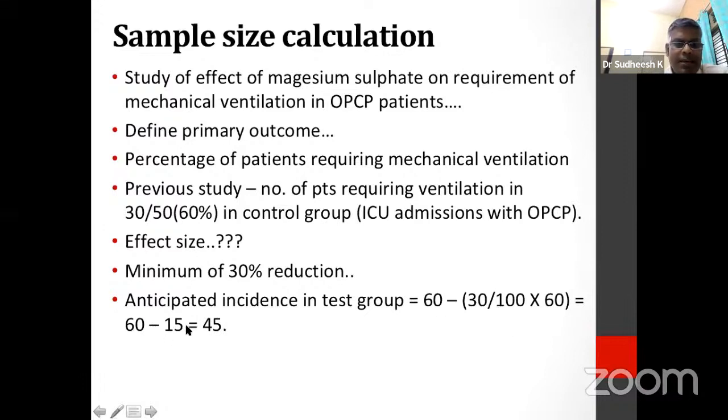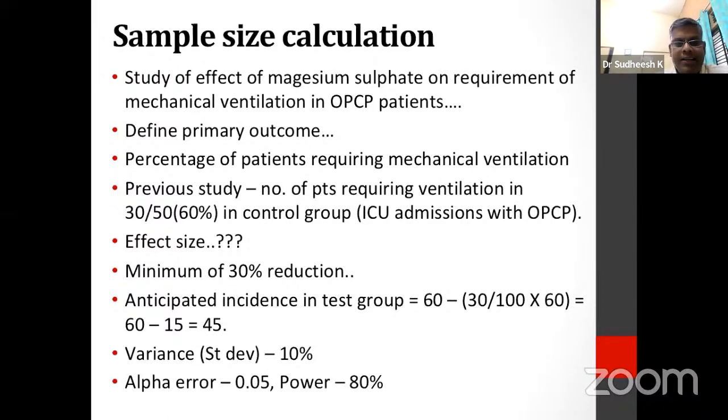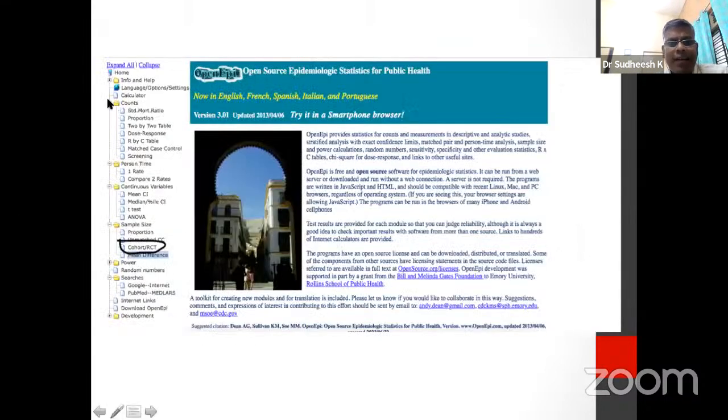So 60 minus 18 comes up to 42. So the anticipated incidence: assume that by giving magnesium sulfate, the number of patients who would require intubation in spite of receiving magnesium sulfate would be 42%, whereas the number of patients without magnesium sulfate who require mechanical ventilation will be 60%. Keeping these things in mind, and power at 80 and alpha error at 0.05, I go ahead with the calculation of sample size. So I open the OpenEpi software, click on the sample size, and then here we have to go for cohort or RCT.